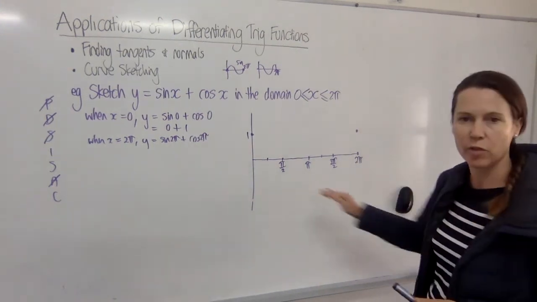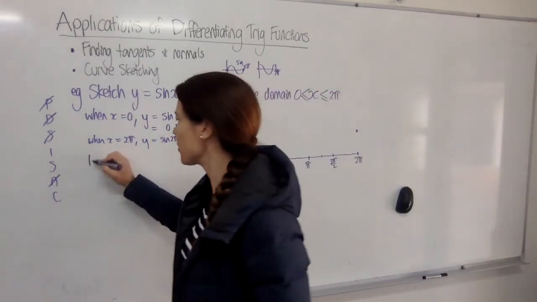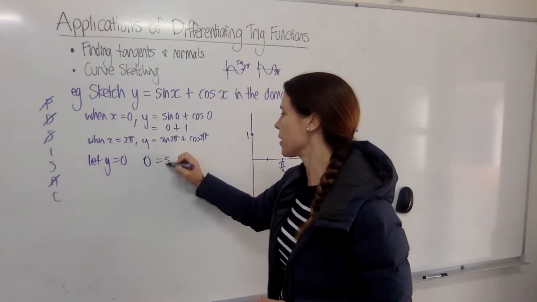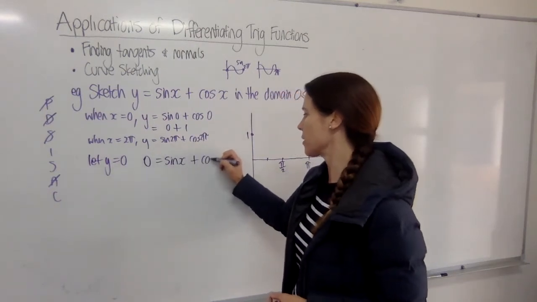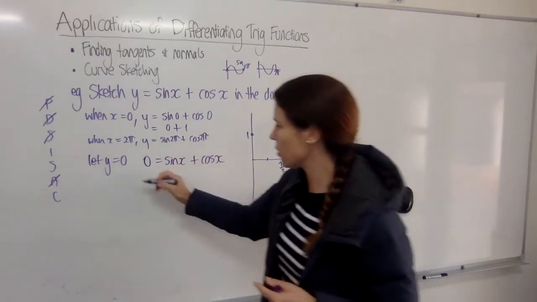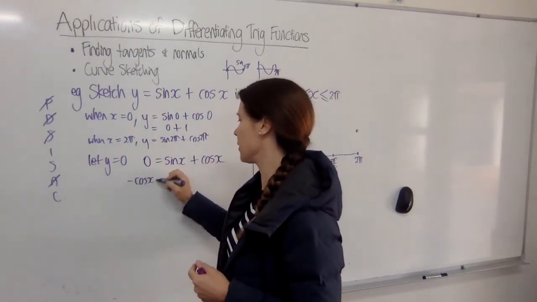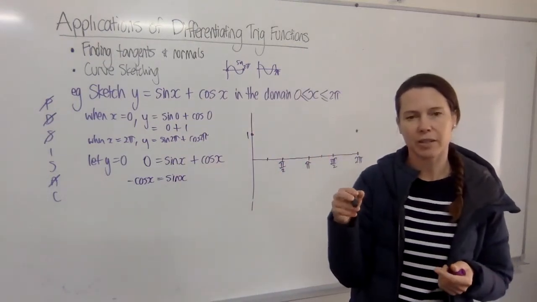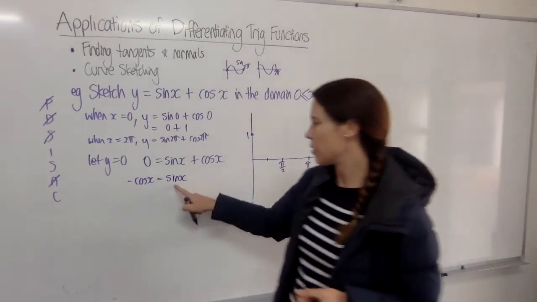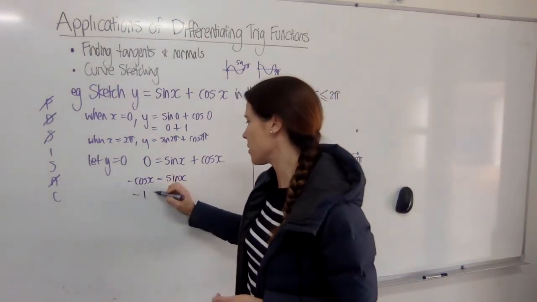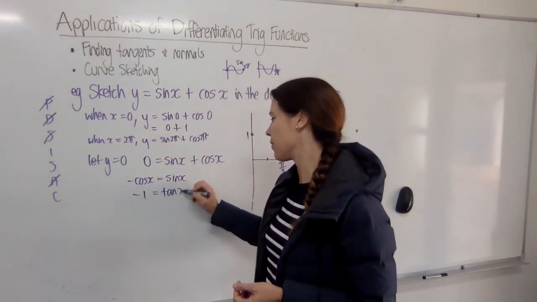Let's have a look now for our x-intercepts. So to do that, we have to let y equal 0. So let y equal 0, we have 0 equals sine x plus cos x. Now there's a few ways to solve this. I'm going to choose to subtract cos x from both sides. So I have it like this, and I know in my head that sine x divided by cos x equals tan x. So I can divide both sides now by cos x. This side will be minus 1, and this side will be tan of x.